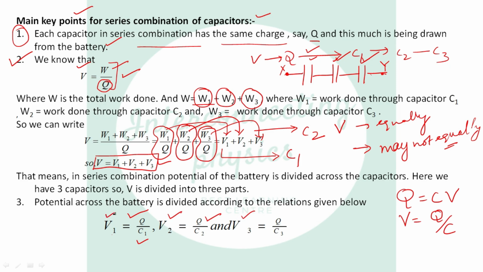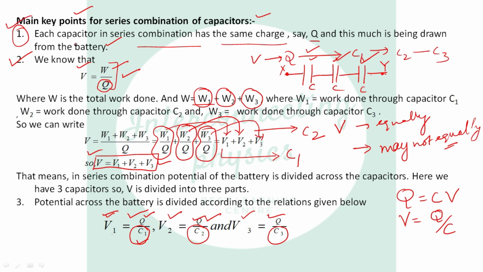So it means potential depends upon the capacitance of the capacitor. If the capacitance of the three capacitors is the same, suppose C, C, C, automatically the potential will be equally divided to all the capacitors. But if they have different values, then obviously potential will depend upon these equations, and according to these relations, potential gets divided into the three capacitors. So these are the main points.